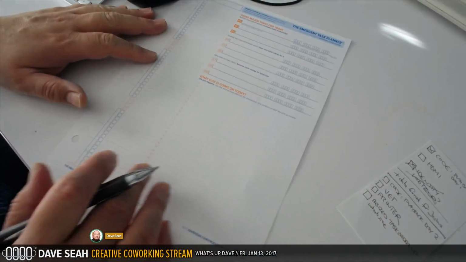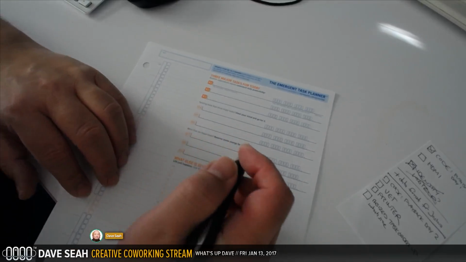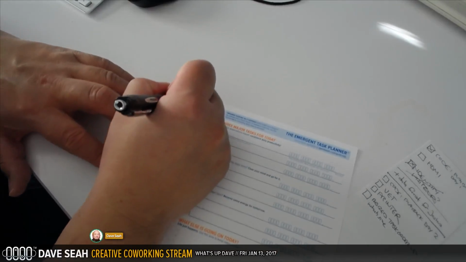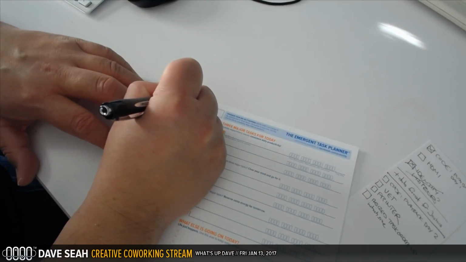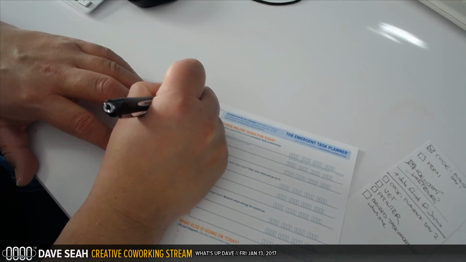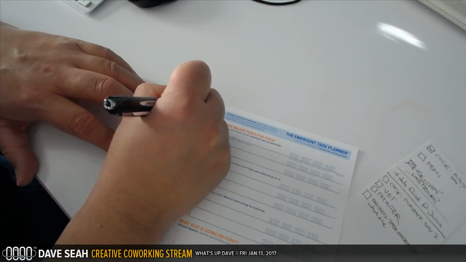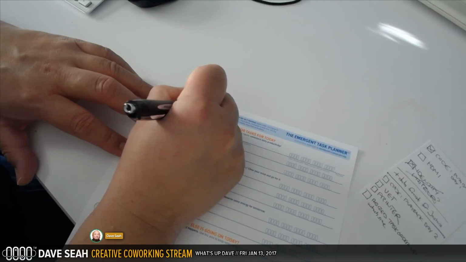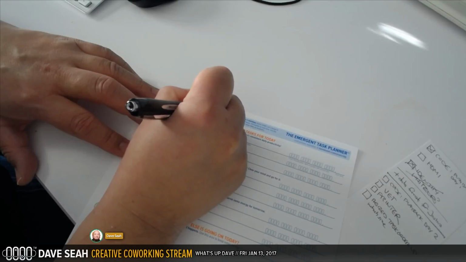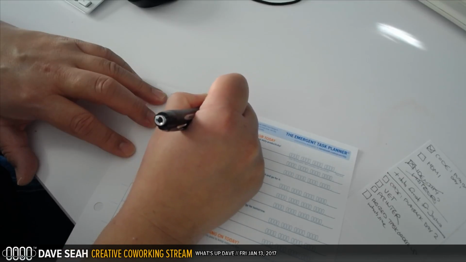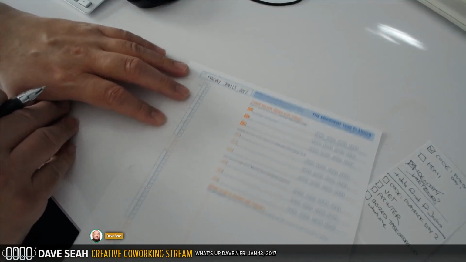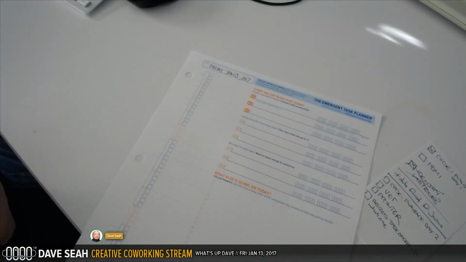Alright, so here's my Emergent Task Planner form. And what I'm going to do is put the date up here. It's Friday, January 13, 2017. This is the first time I've ever had to write a date by hand this year.